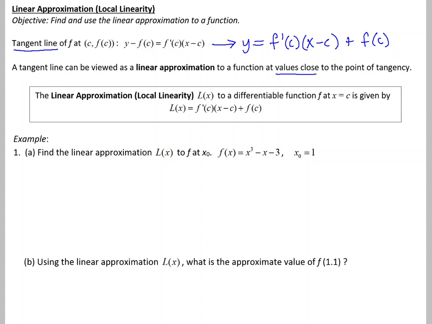The linear approximation, or local linearity, often written as L of x, to a differentiable function f at x equals c is given by L of x equals f prime of c times the quantity x minus c plus f of c, simply the tangent line equation.